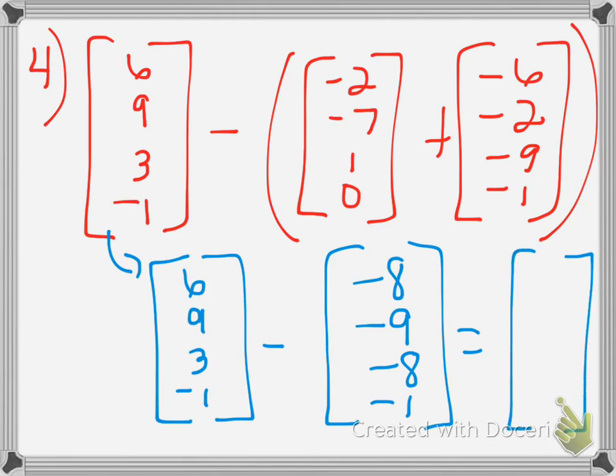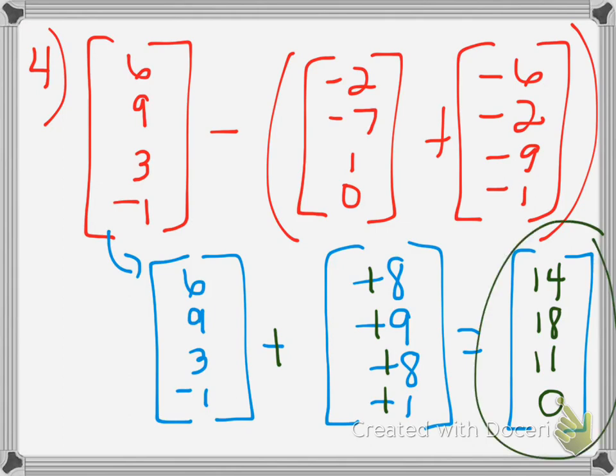Now I'm going to have to add these together, but if you notice, I am going to need to add the opposite because this is a subtraction problem right there. So I'm going to go ahead and add the opposite. So I'm changing all of those negative numbers to positives, and now I'm just going to add across. So 6 plus positive 8 is 14. 9 plus positive 9 is 18. 3 plus positive 8 is 11, and negative 1 plus 1 is 0. And then I am completely finished with adding the matrix.